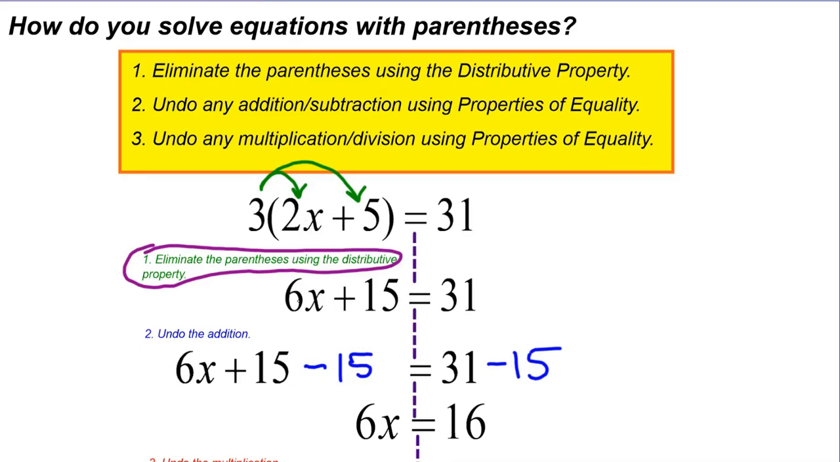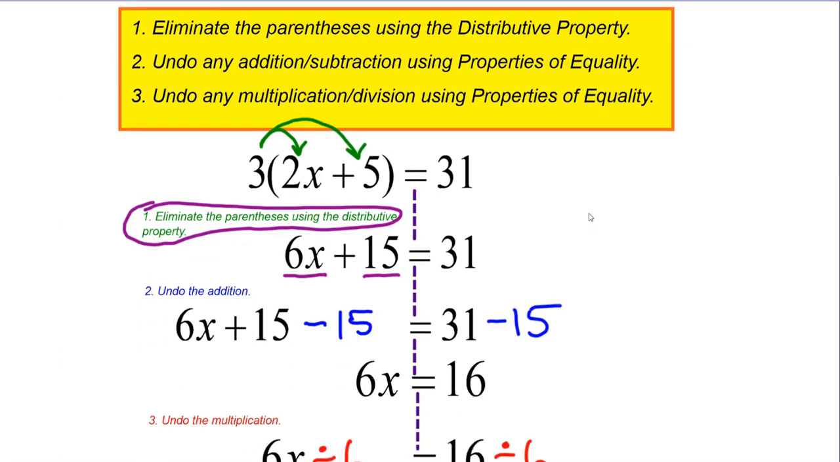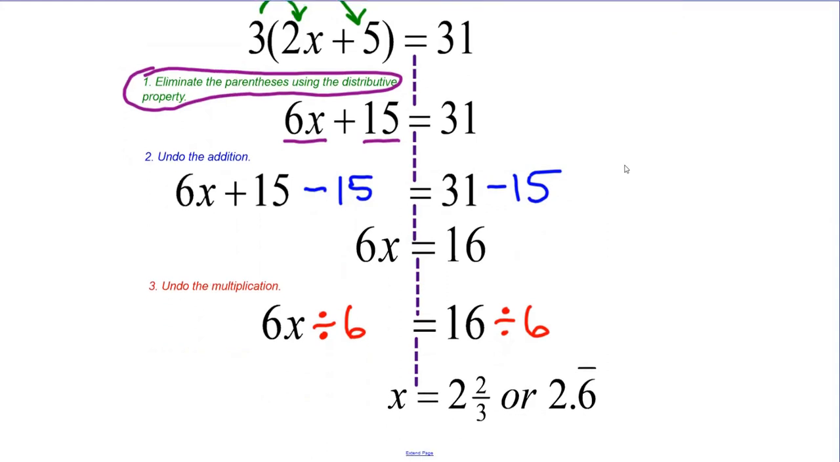So 3 times 2x is where I get my 6x, and 3 times 5 is 15. That's where I get the 15. So now you can see the parentheses are gone, and basically it's a two-step equation, so we should know how to solve it from here. Once that first step is done, it's kind of review, and we've already solved equations like this.